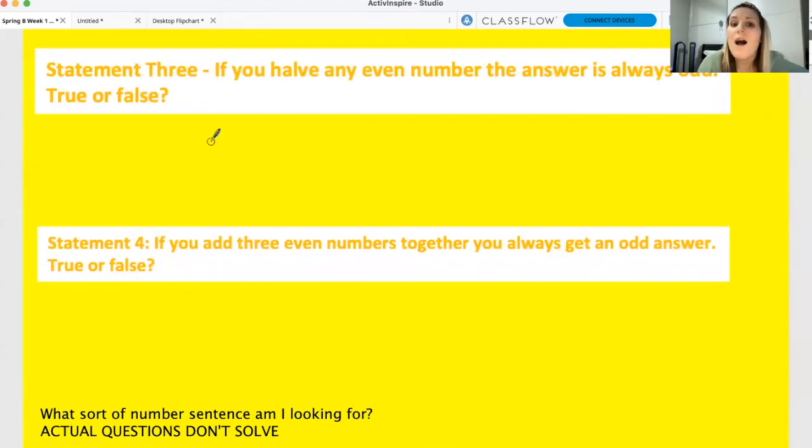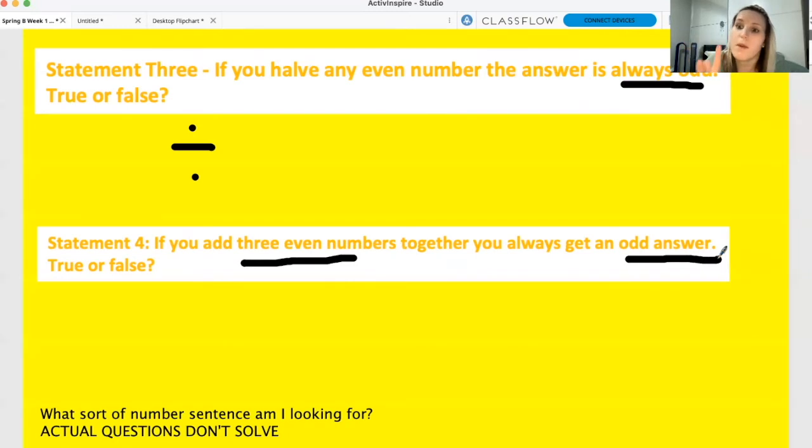Statement 3, if you halve any even number, the answer is always odd. That one's interesting. So pick 4 even numbers, divide them by 2 or share them out between 2, and then see if the answer is always odd. Is the answer always odd? Statement 4, if you add 3 even numbers together, you always get an odd answer. So this time you've got to pick 3 even numbers. You could pick 2, 4, and 6. You could pick 16, 4, and 2. You could pick any 3 even numbers to see if you get an odd answer.